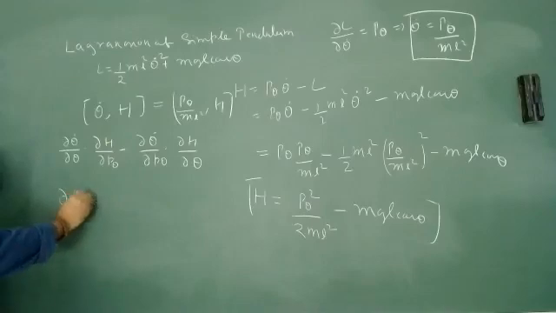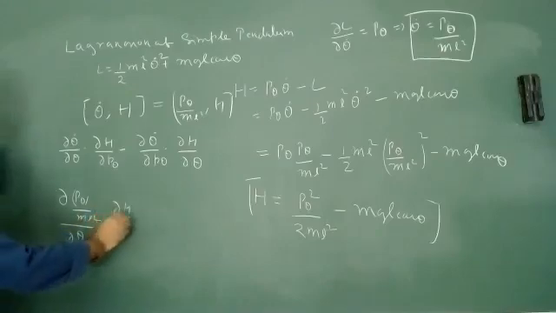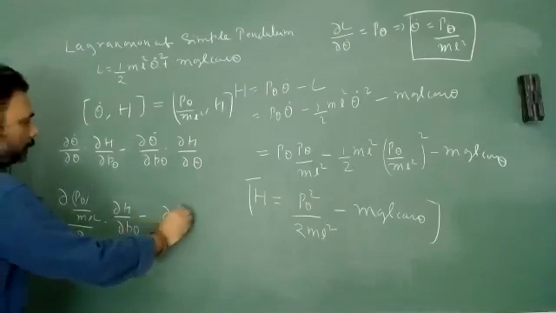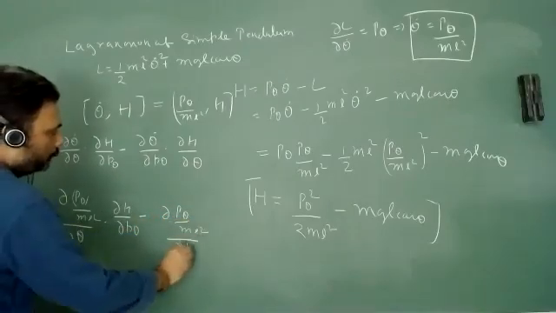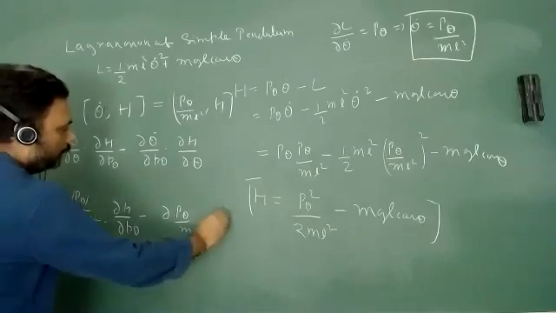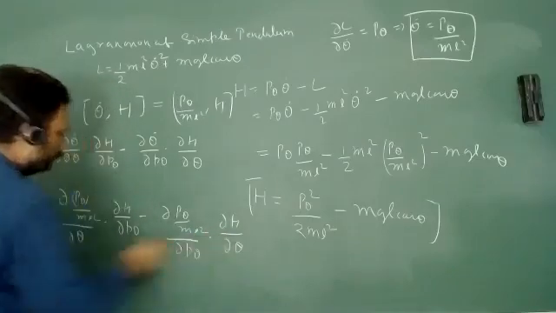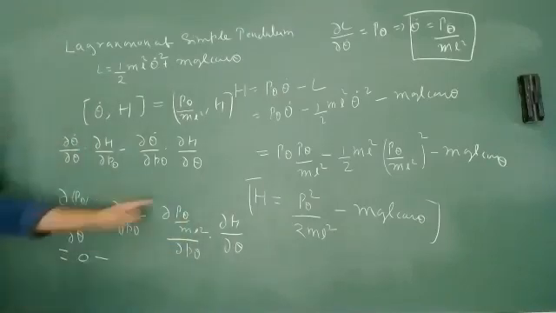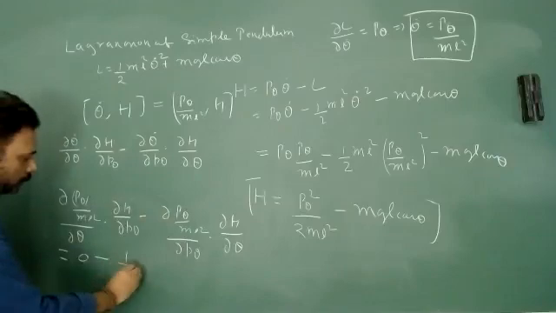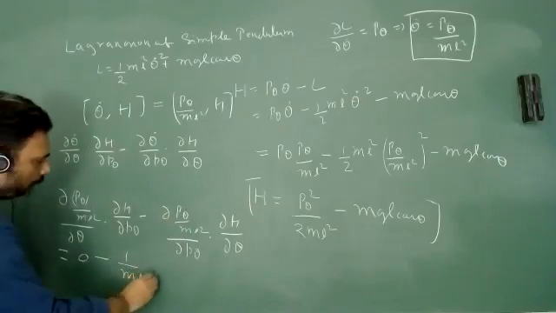Just p theta upon ml square upon del theta, and here is del h upon del p theta, and here is minus del of p theta upon ml square upon del p theta and del h upon del theta. So this will be 0. I am 100% agreed, but this is not 0. The first term will be 1 upon ml square.